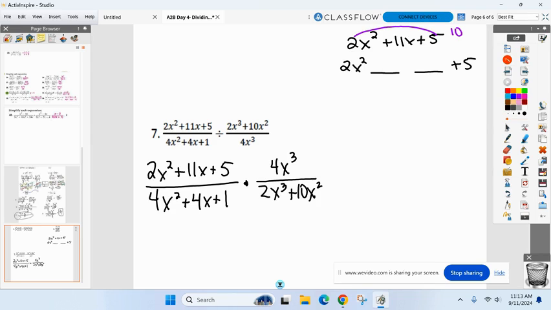Now what are you thinking about? What are you going to put in the blanks here? Numbers that multiply to 10, but should still give me 11, right? Multiply to 10, so 2 and 5. That's certainly not going to give me 11. My only other option, 10 and 1. How do I get an 11? Plus 10x plus x.